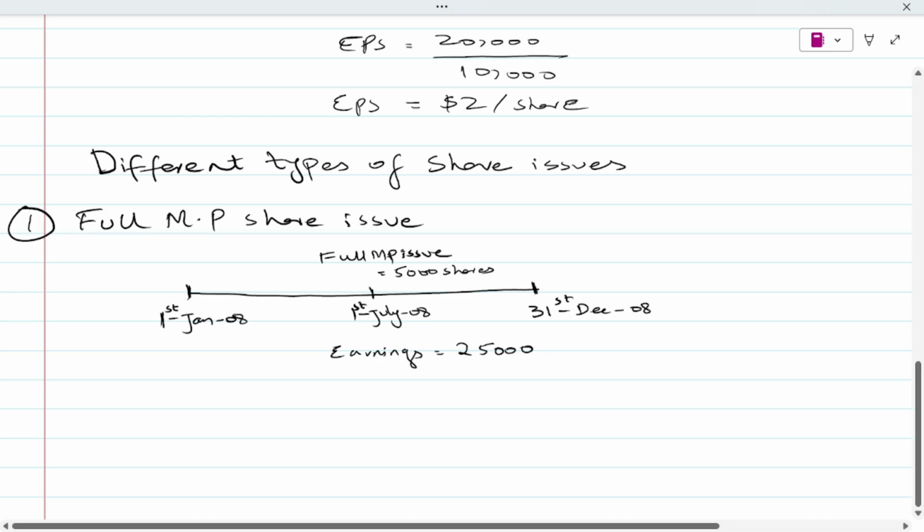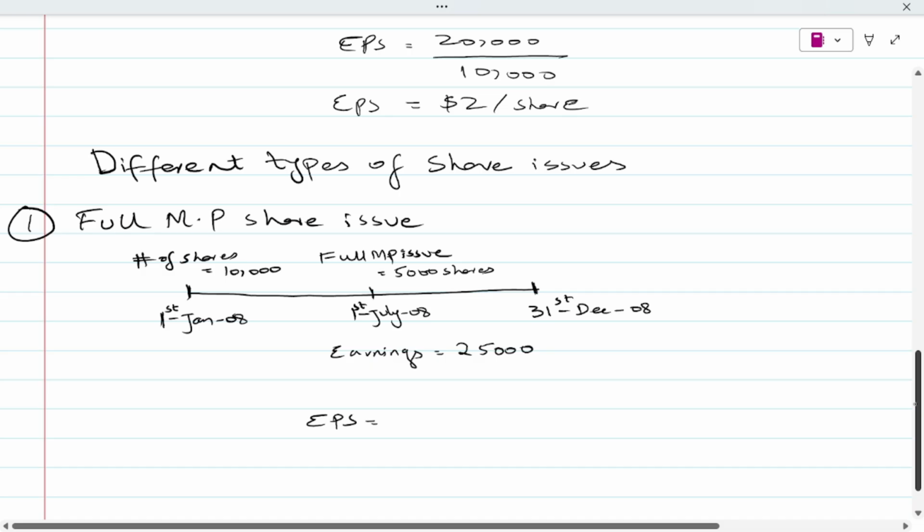So if I were to calculate my EPS, oh, by the way, before you made this full market price issue of 5,000 shares, the number of shares at the beginning of the year were 10,000. Okay, and then in the middle of the year you made a further 5,000 share issue, right? And the overall earnings throughout this year were 25,000. Now let's try to calculate our EPS.